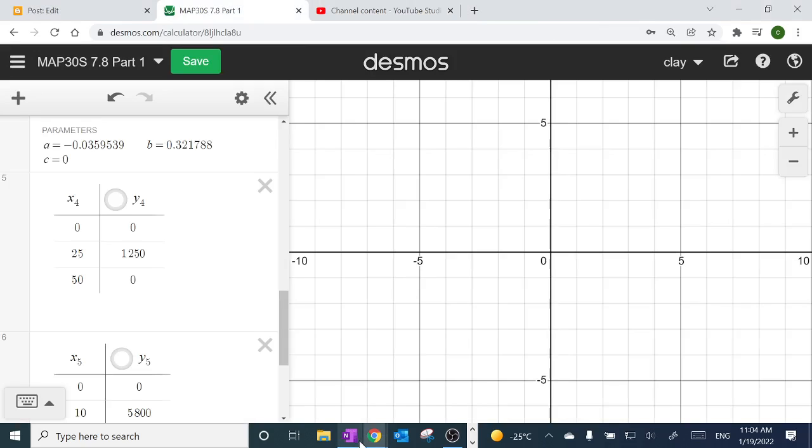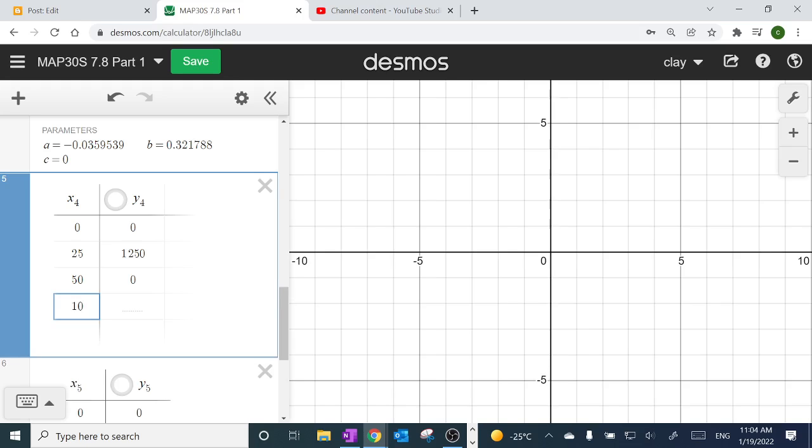Okay. Oh, I'm missing a couple points. What did we also have? So we have 0, 0. We have 25, 1250. We have 50, 0. And I had one more point. I had 10 and 80. Does it matter what order the points are in? No, not at all. It'll graph them all the same. 10, 80. And there we go. So we had 4 points, right?